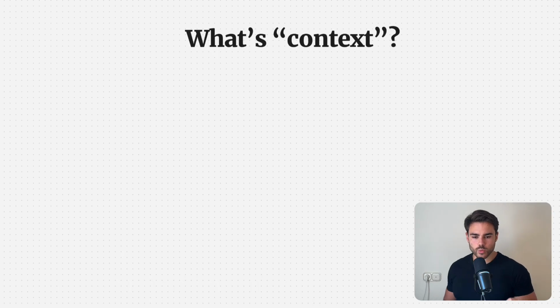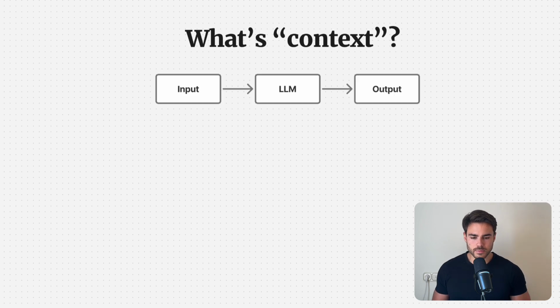So let's start with what's context. The key idea that you need to understand is that LLMs are simply a black box. It's a function that takes an input and spits out an output. As simple as that. I've put together an entire video going over all the fundamentals of generative AI. I'll link it down in the description. But the core idea is this. LLMs don't remember anything. You have an input and then you get some output. That's it. They're not connected.